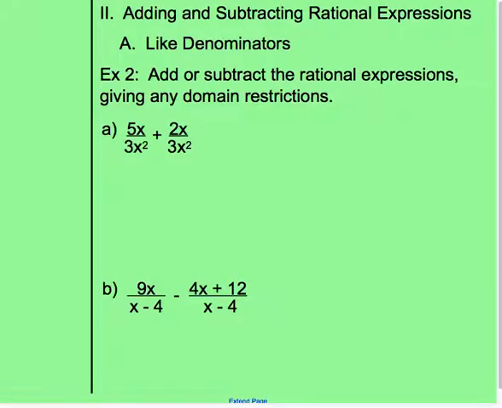Alright, so we're going to start with some easy ones where they already have a common denominator. So we add our numerators. And then we have to simplify. They have a common factor of x, so I'm going to cancel that out. And of course, domain restrictions. It's always important to think about when we've got a variable in the denominator, what is the restriction? Well, x cannot equal 0 because you can't divide by 0.